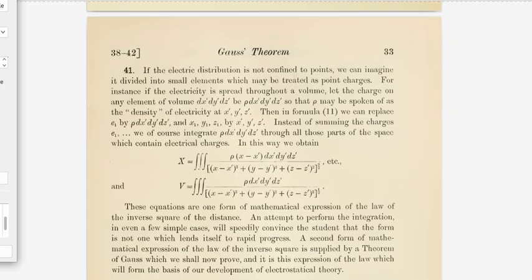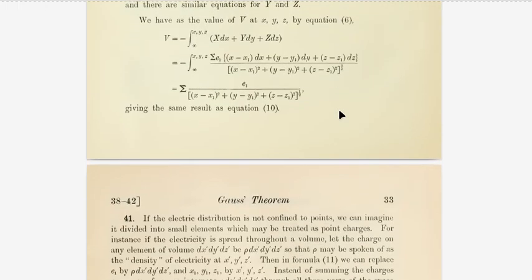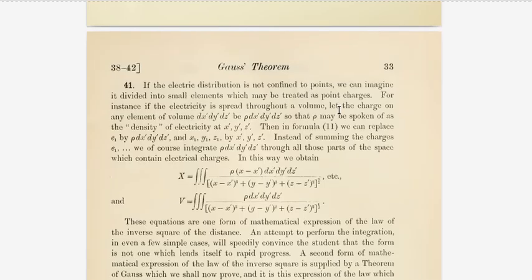41. If the electric distribution is not confined to points, we can imagine it divided into small elements which may be treated as point charges. For instance, if the electricity is spread throughout a volume, let the charge on any element of volume dx' dy' dz' be rho times dx' dy' dz', so that rho may be spoken of as the density of electricity at x', y', z'. Then in formula 11 we can replace E1 by rho dx' dy' dz', and x1, y1, z1 by x', y', z'.